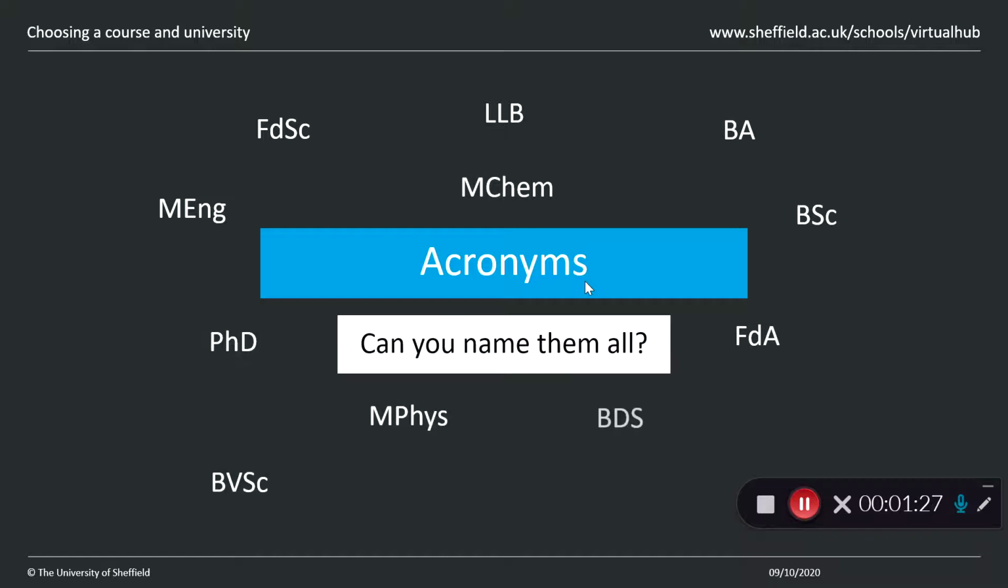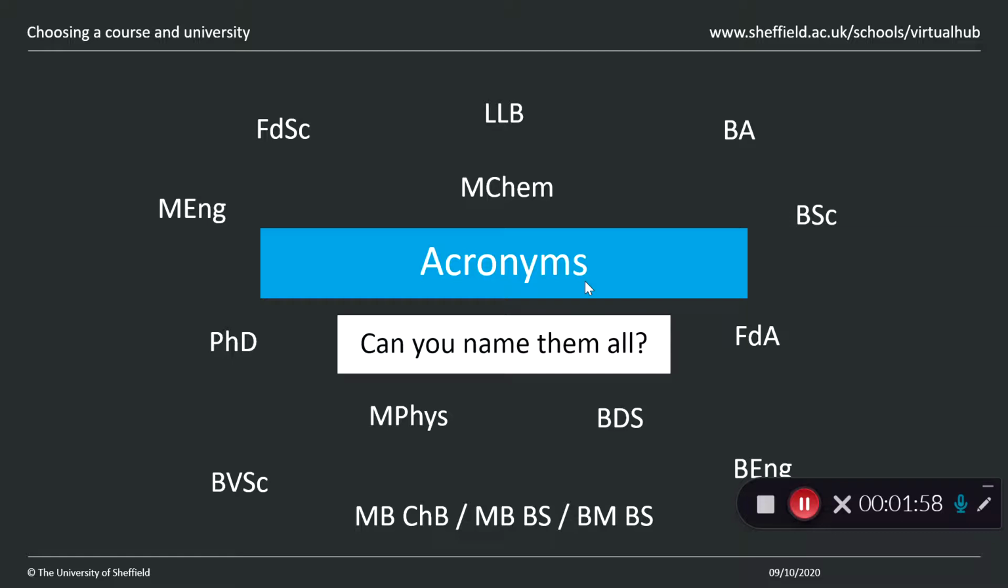Acronyms. Don't worry if you can't name them all. I'll run through the most common ones you may come across in your research. When researching degrees, you'll notice that the titles of courses are often followed by a series of letters. This is an acronym that refers to the level of the degree and the type of degree in terms of its content. For instance, the B in BA, BSc and BEng stands for bachelor's and generally refers to an undergraduate degree, a bachelor's degree, which covers levels 4 to 6 from the previous slide.